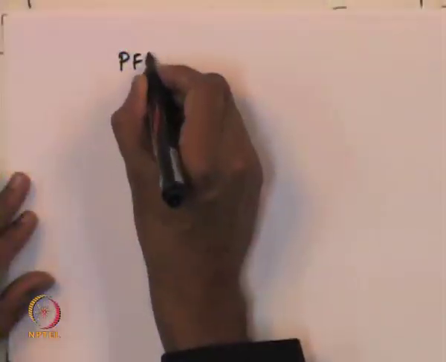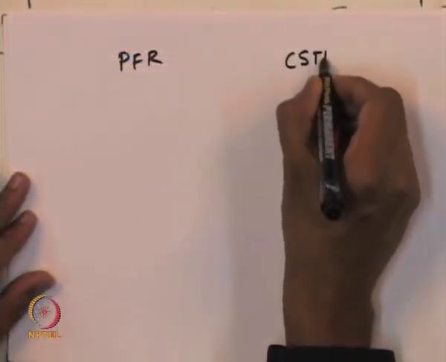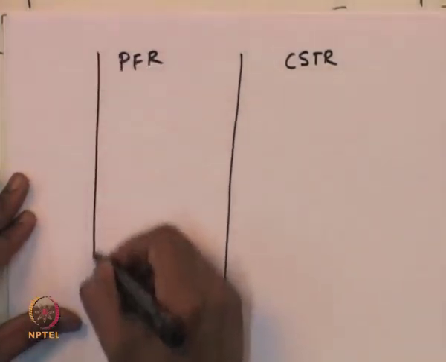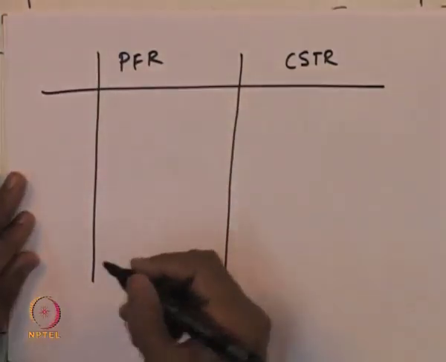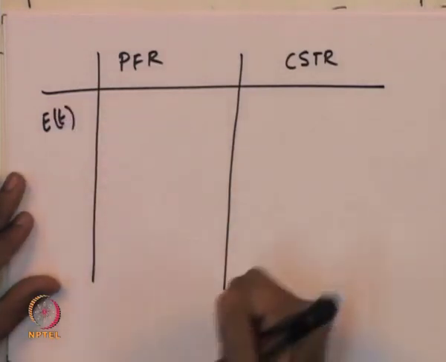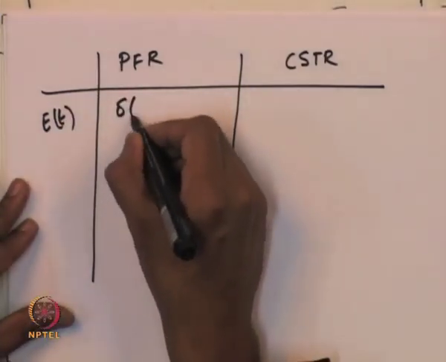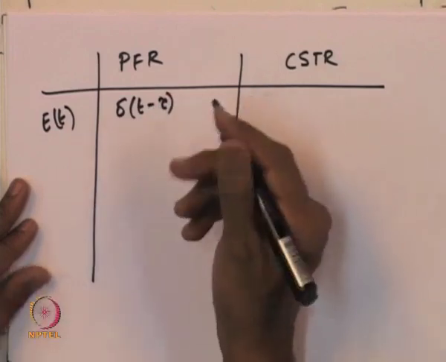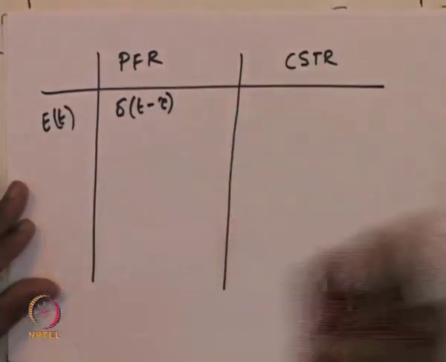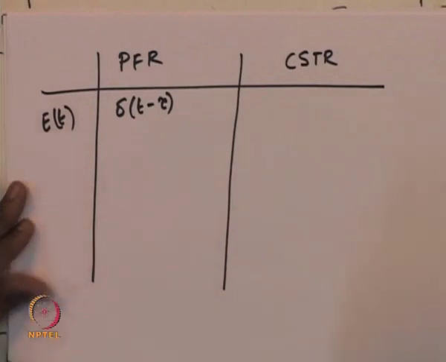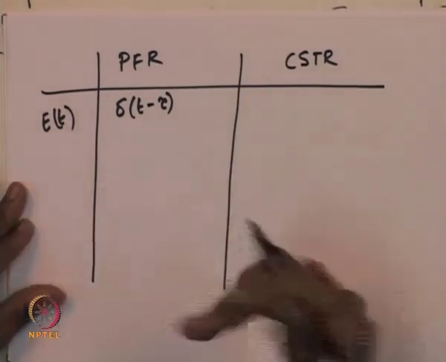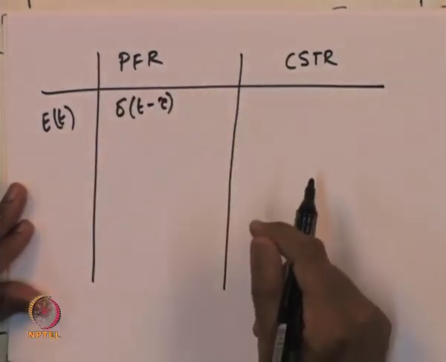So, now if we compare the RTD function and the various properties of the CSTR, we can summarize the function and the properties that we have found so far for a plug flow reactor and a CSTR. The residence time distribution function E of t is essentially the delta function for a plug flow reactor, which means that there is just a delay, and whatever is fed into the reactor is going to come out of the reactor exactly after a certain delay, and the delay is given by the space time of the reactor.